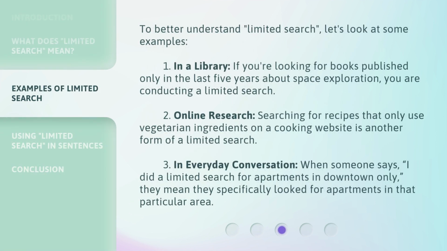To better understand limited search, let's look at some examples. 1. In a library, if you're looking for books published only in the last 5 years about space exploration, you are conducting a limited search. 2. Online research. Searching for recipes that only use vegetarian ingredients on a cooking website is another form of a limited search. 3. In everyday conversation, when someone says, "I did a limited search for apartments in downtown only," they mean they specifically looked for apartments in that particular area.